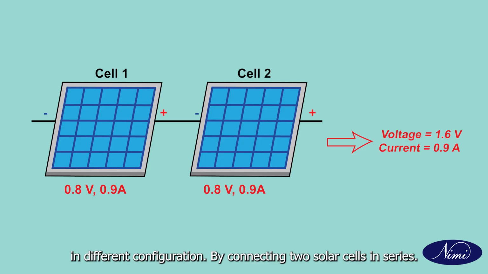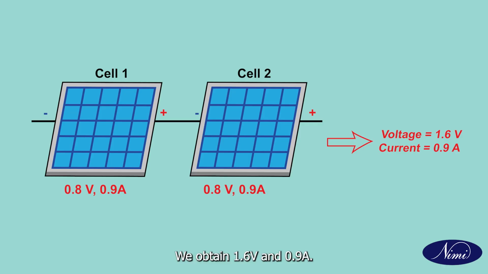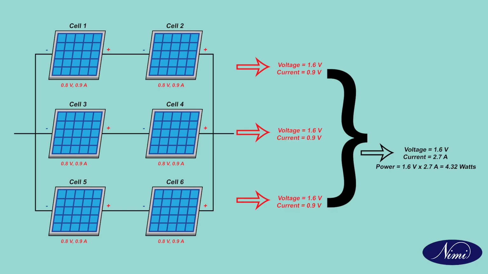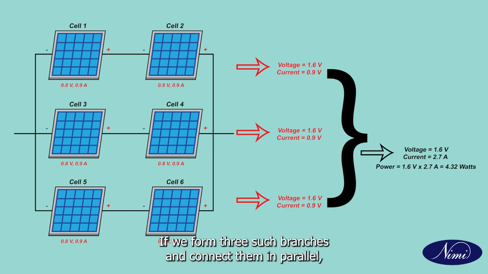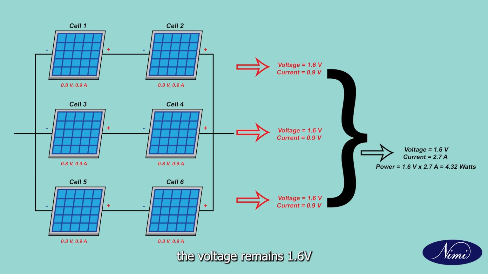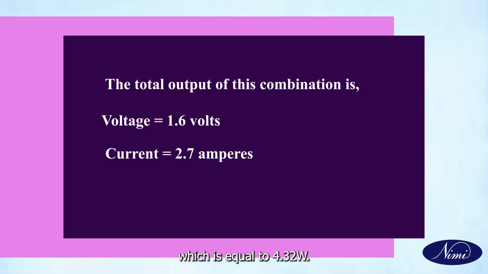By connecting 2 solar cells in series, we obtain 1.6 volts and 0.9 amperes. If we form 3 such branches and connect them in parallel, the voltage remains 1.6 volts while the current increases to 2.7 amperes. The total output of this combination is 1.6 volts, 2.7 amperes, which is equal to 4.32 watts.